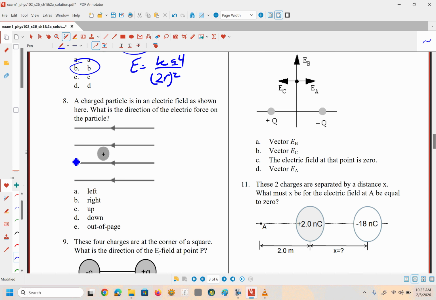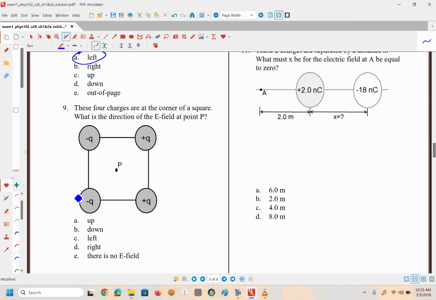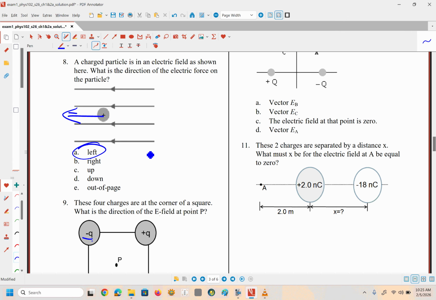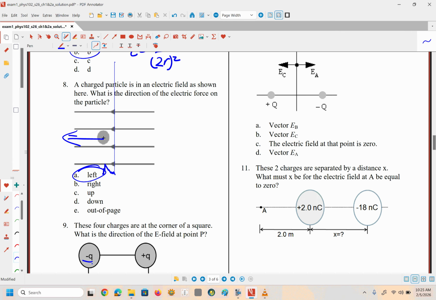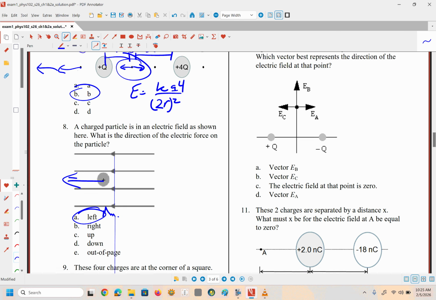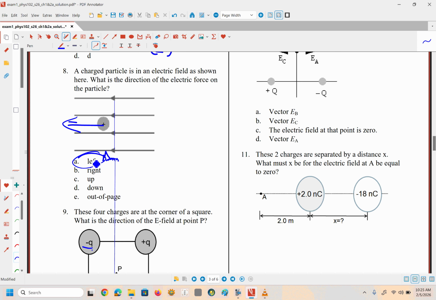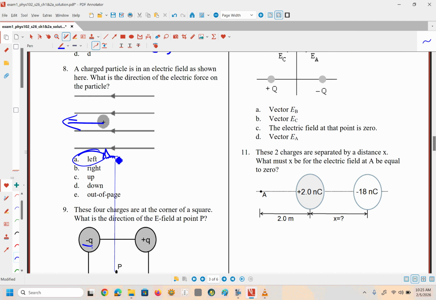What is the direction of electric force on this particle? The electric force, for a positive particle, is always in the direction of the electric field. What is the direction of the electric field at point P? So I'll just start here and draw the electric field, going around clockwise.